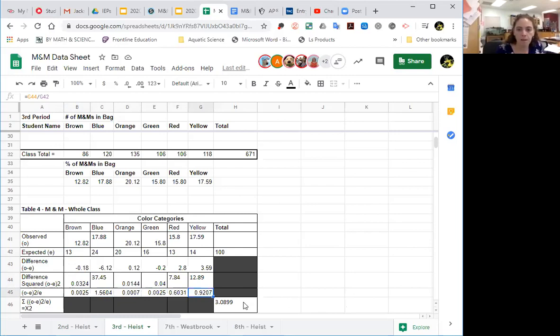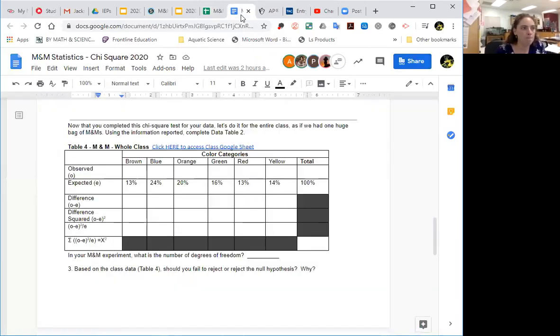And now here I can see then my chi-squared value is 3.0899. I got that number by adding up everything in the fifth row. Gives me this, 3.089. So what does this number mean?